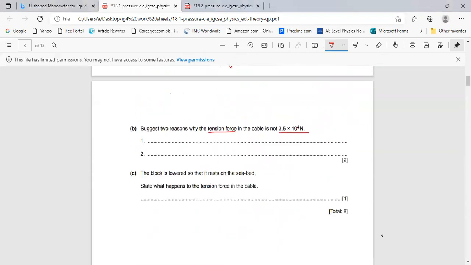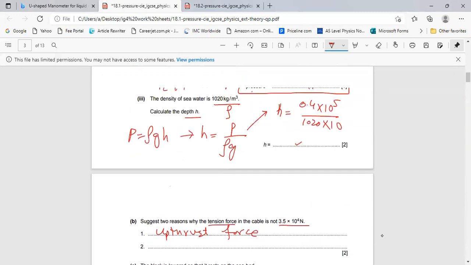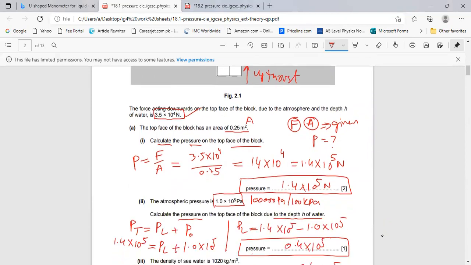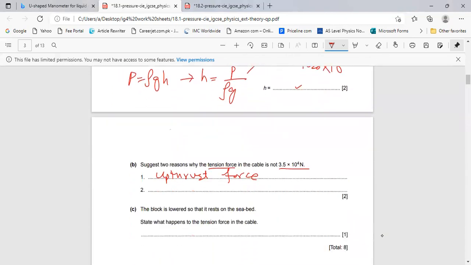Well, this is due to upthrust force, as water is also applying a force on the block in the upward direction. So upthrust force is the first reason, because this force is acting on the block in the upward direction. So that's why it is holding the block up a bit, and that's why the tension in the cable is not similar to the total force which is acting on the block.